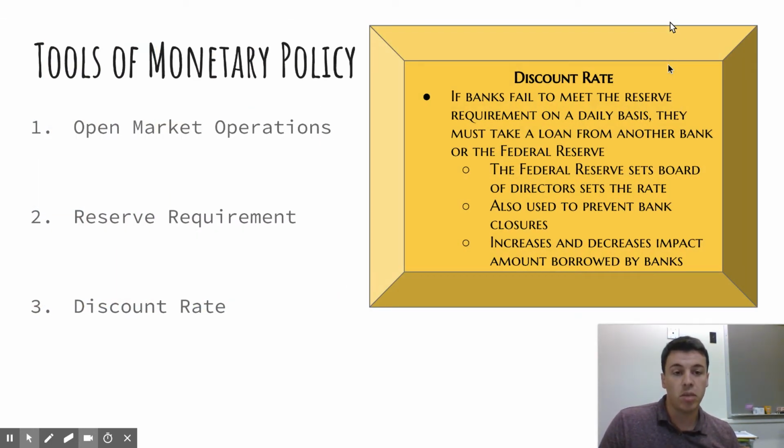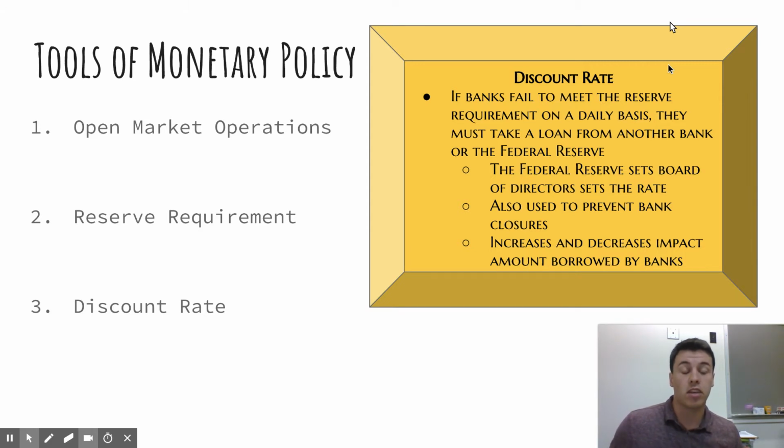If banks fail to meet that reserve requirement, which is checked daily, so every night they have to back up that they've met it, and if they haven't, they need to either take a loan from another bank or take a loan from the Federal Reserve. The discount rate is set by the Federal Reserve. The federal funds rate is more of just a suggestion. They call it the target rate. And they push that target rate based on where they set the discount rate. So banks are kind of pressured into putting it where the Federal Reserve says to put it.